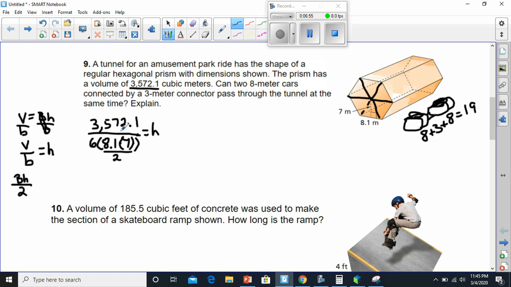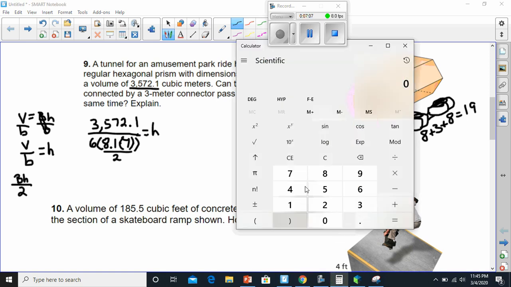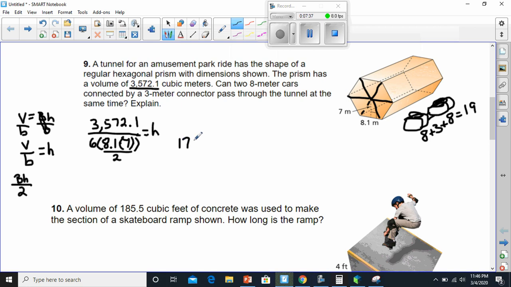So first, I guess we're going to have to take this number here. Let's find out what this is first, and then we'll know what to divide this by. If I get my calculator, we're going to take 6, and this is all multiplying to each other, times 8.1 times 7 divided by 2. That's going to give me 170.1. So this is really 170.1.